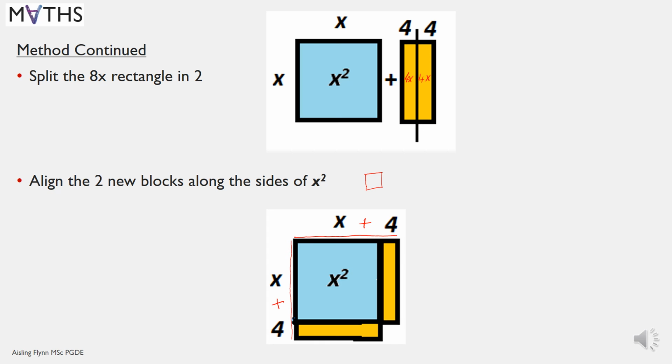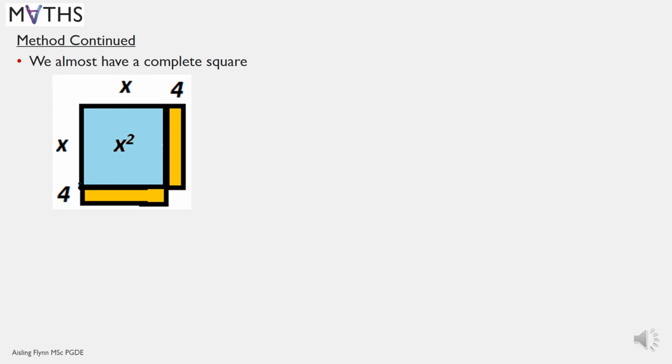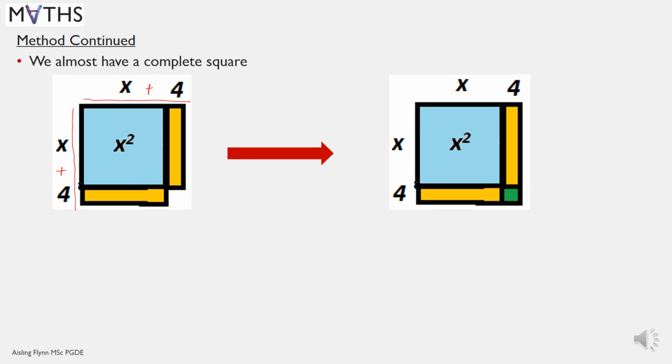Alright, so half the x value and put half of it on either side of the square. So we almost have a complete square. Okay, we have this shape here that is x plus 4 wide and x plus 4 in length or height. So how can we make the complete square? Well, we could if we included this additional green square here.